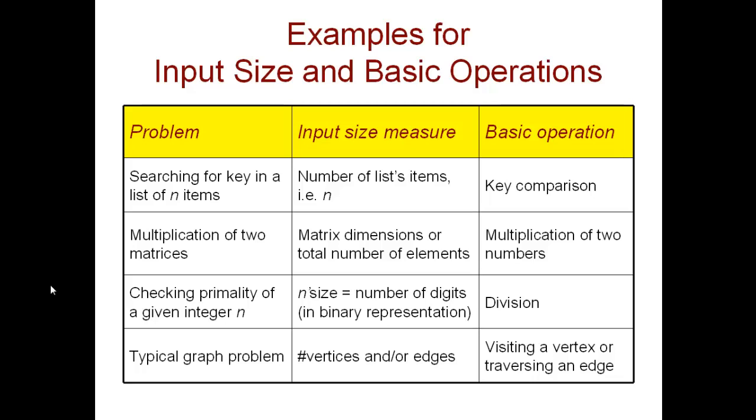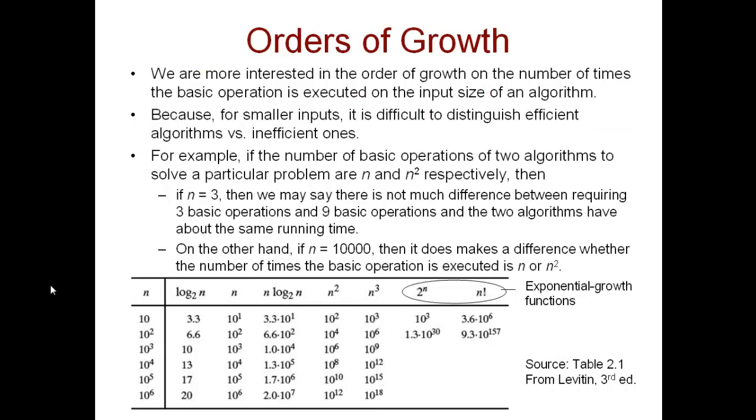So for example, if you're searching, the sequential search problem, typically you do comparison as a basic operation. For multiplication, the multiplication operation itself is a basic operation. To check if an integer is prime or not, division is a basic operation. For graph problems, traversing a vertex and its associated edges is a basic operation. So we saw most of it in the data structures. We'll look at some of them in this module and as we go through the other modules too.